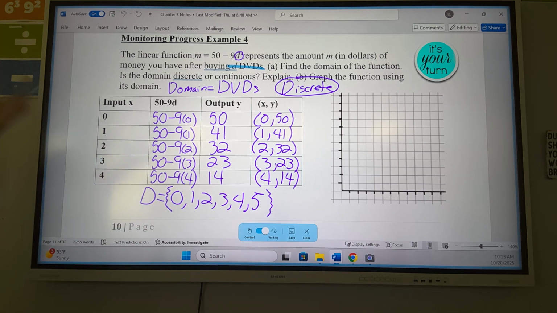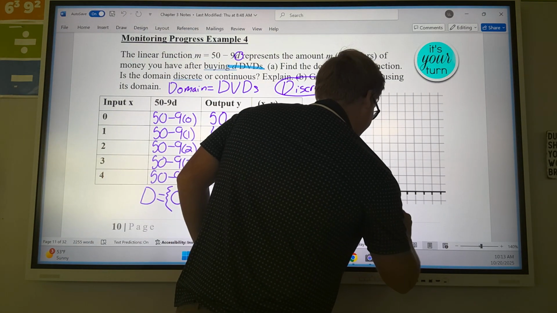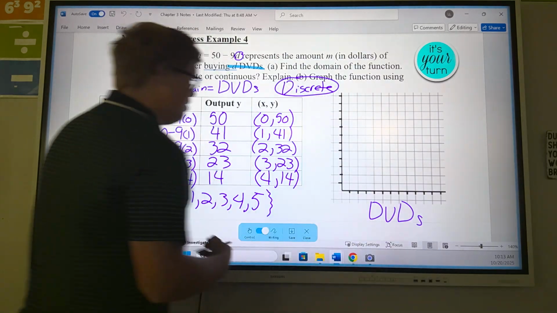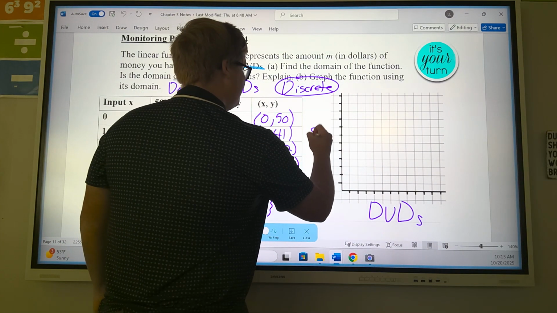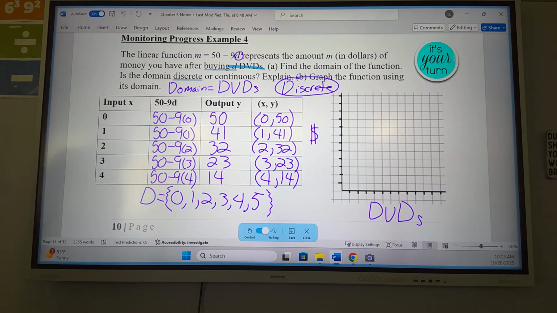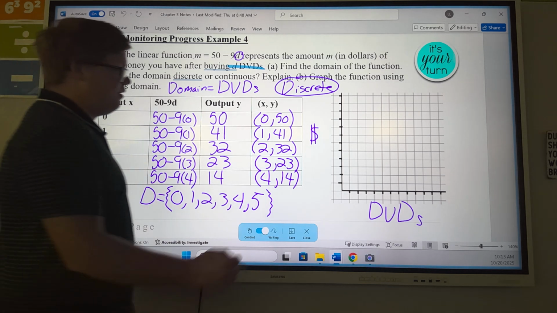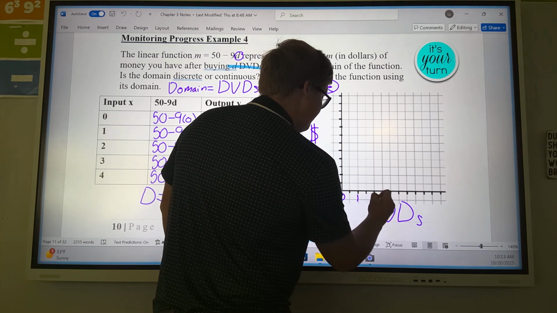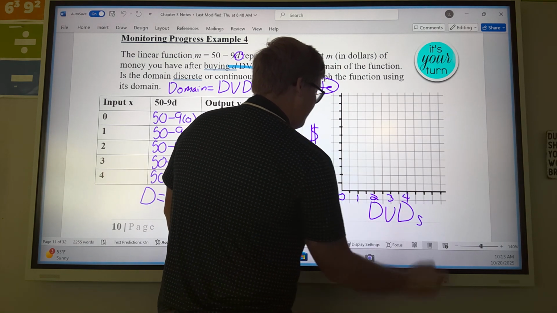Now let's graph it. Again, our domain, which is always our x value, is our input, and our input was DVD, so our x-axis is DVDs. That means our y-axis has to be the dollars we spend, so it's money. DVDs. We went from 0 to 4. I know that we didn't go to 5. I'm not going to make you put 5 on the graph, but I do want that 5 in your domain. So we have 0, 1, 2, 3, and 4.